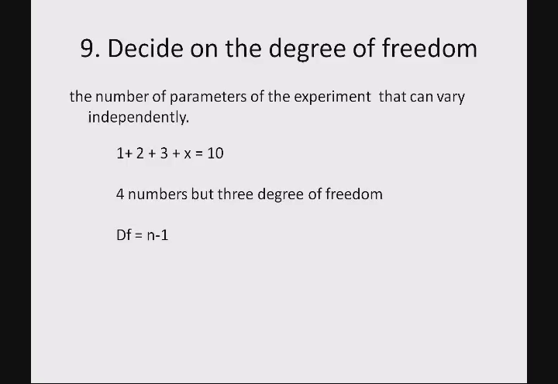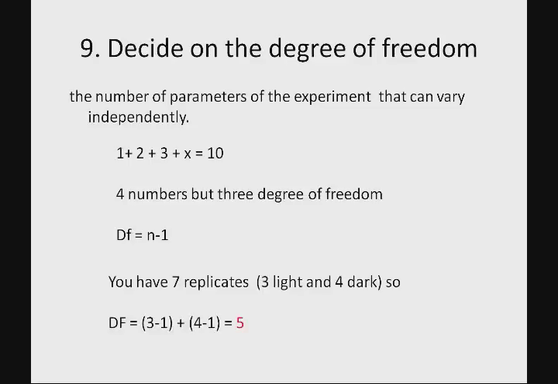If we think of this sum here, 1 plus 2 plus 3 plus x equals 10, we've got 4 numbers there, but only 3 degrees of freedom, because by the time we get to x, we can calculate what x is, because it's invariant. It can't vary now, because it has to in fact be 4. There's nothing else it can be, so it's not allowed to vary. So the degrees of freedom is usually the number of observations, in this case 4, minus 1, because once you get to the very last one, it can't vary.